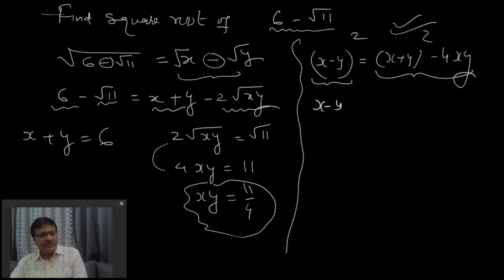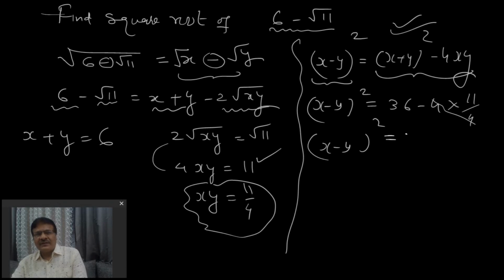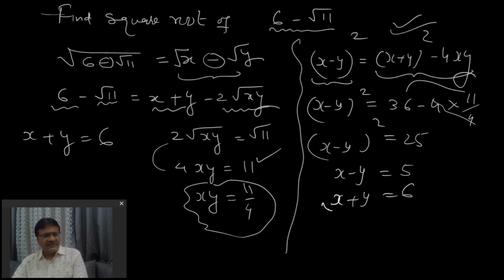So (x minus y) whole square equals, what is x plus y given? 6 square, 36, minus 4xy, which is 11. 4xy is there, so I can write 11 here. So x minus y whole square, what do I get? 25, 36 minus 11. So x minus y equals 5. Is that clear, guys? What is x plus y? That is given as 6. So this cancels. 2x equals 11.